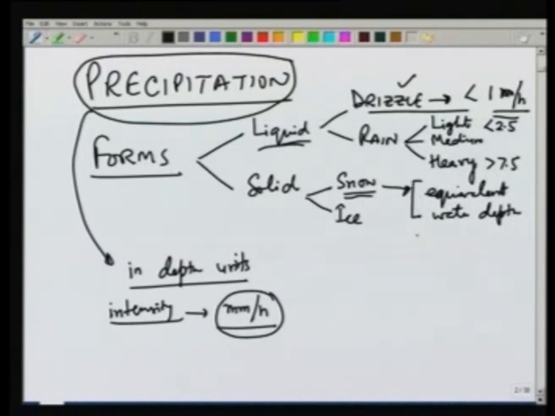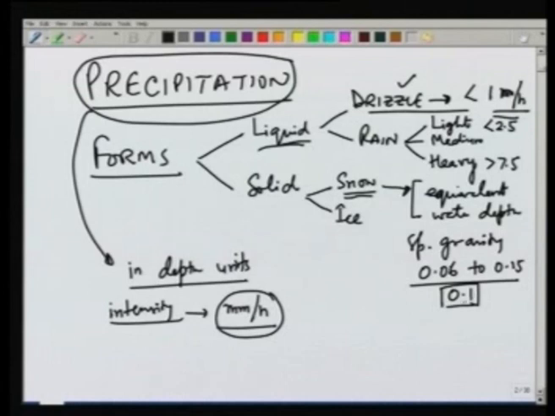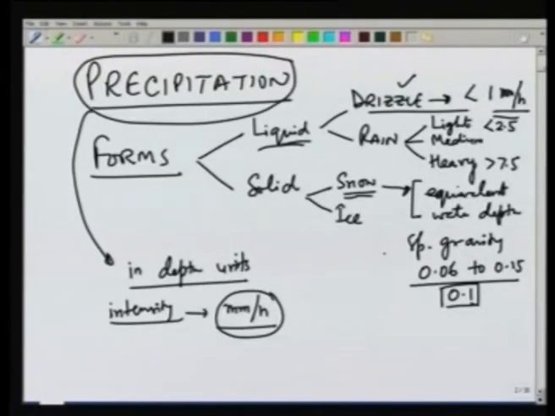The specific gravity of snow is typically about 0.06 to 0.15, and general value which is taken is 0.1. What it means is that if 1 centimeter of snow falls, it will be equivalent to 1 millimeter of water depth. So, typically they will be measured in terms of the equivalent water depths, and the measurement devices for snow would be different because the depth is very high for the same amount of precipitation.